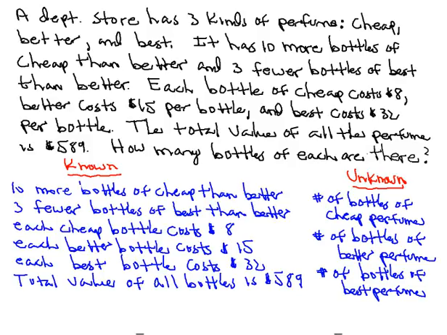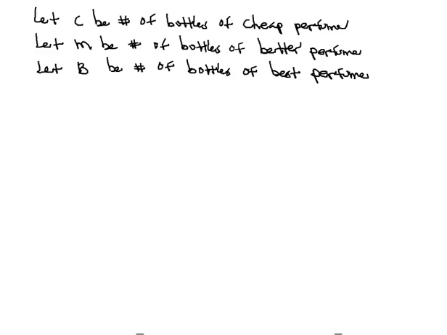So what we'll do next is to represent each of the unknown items using a variable. Now I've chosen to let C be the number of bottles of cheap perfume, M the number of bottles of better perfume, and B the number of bottles of best perfume. I've chosen M for the better perfume because I'm thinking of it as being the medium priced perfume. It's clear, I'm sure, that we can't use B to represent both better and best, so we have to introduce some other variable there to distinguish the two.